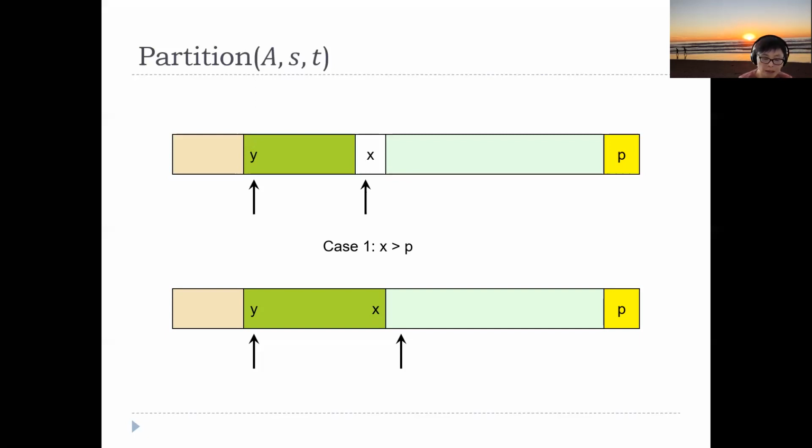So no problem. In case 1, if X is bigger than P, it's very easy. I simply move this pointer, which tells me the next element to process, by 1. This other pointer I'm going to call the mid barrier. It separates the portion smaller than or equal to P from the portion bigger than P, okay? So this is the easy case.